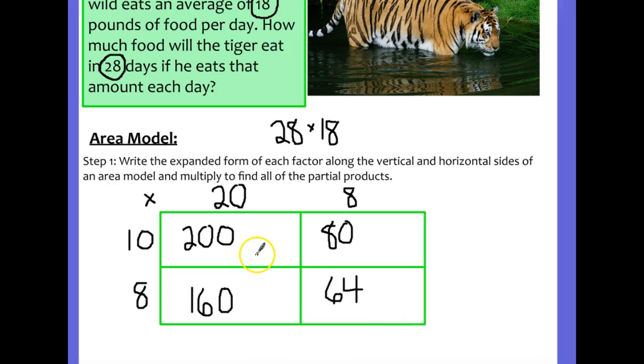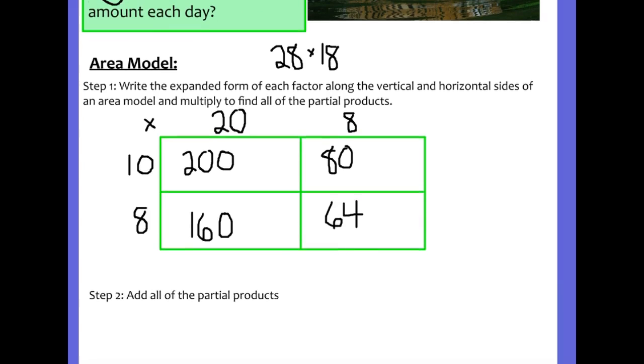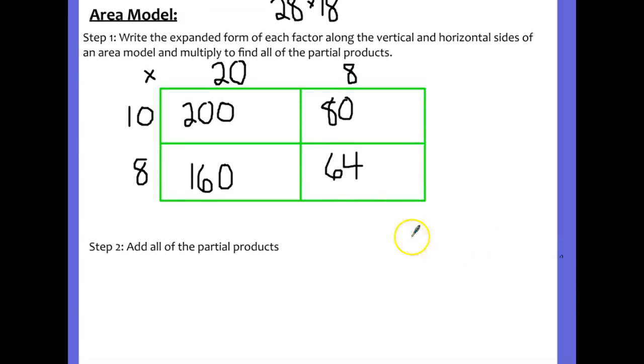All right, so I have 4 partial products right here, okay? Now, when we are using the standard algorithm, you're going to only be finding 2 partial products, okay? But in this case, when we're using the area model, we are finding 4 partial products. 1, 2, 3, 4. And our second step is to just go through and add all of our partial products together.